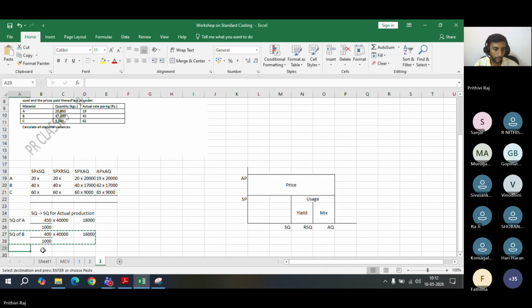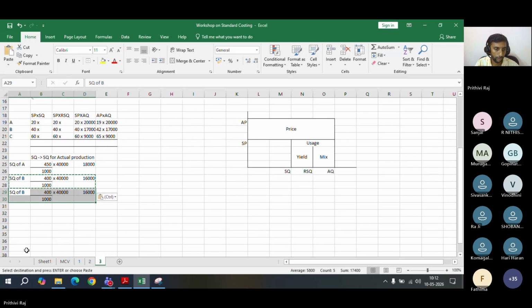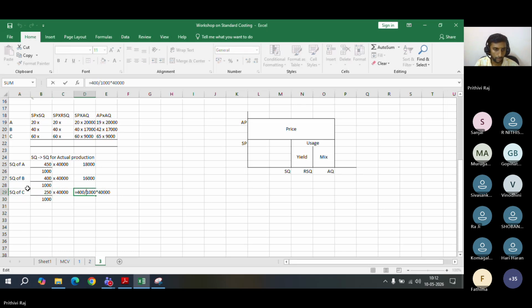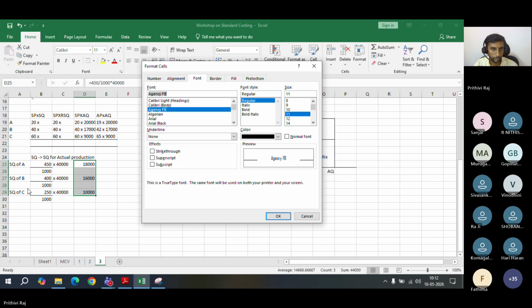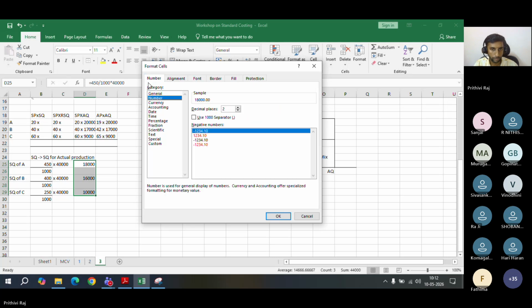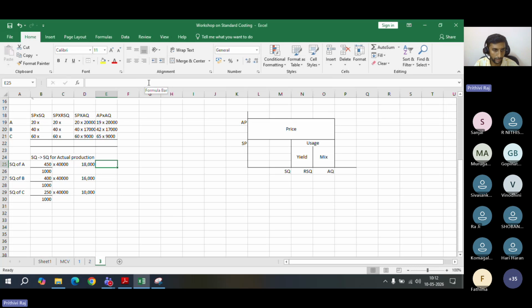SQ for C, how much is the quantity? 250. 250 is for 1000. Then for 40,000, how much? These all are in kgs. Standard quantity and actual quantities are in kgs. I'll put it here: 18,000, 16,000, 10,000.